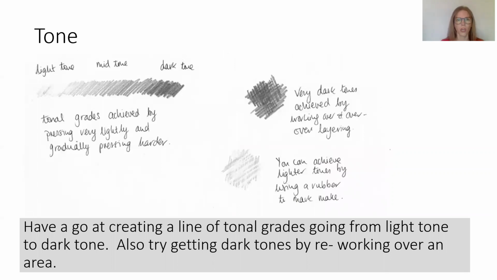Here are some examples of tone. Again, this is the lesson that we had before the October half term, so you should be familiar with this. Now it says have a go at creating a line of tonal grades. Again, you can do this with any colour, any pencil that you would like to use. So go from light tone to dark tone. And then a note at the bottom says also try to get dark tones by reworking over an area, so you can go back over it. You can pause the video here and just have a look at these examples.